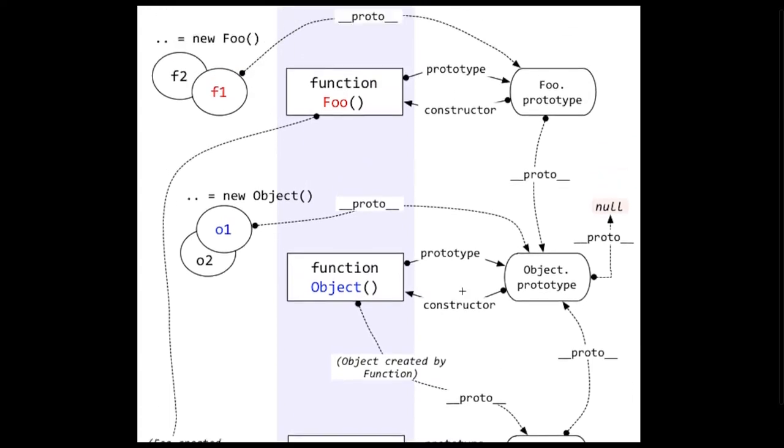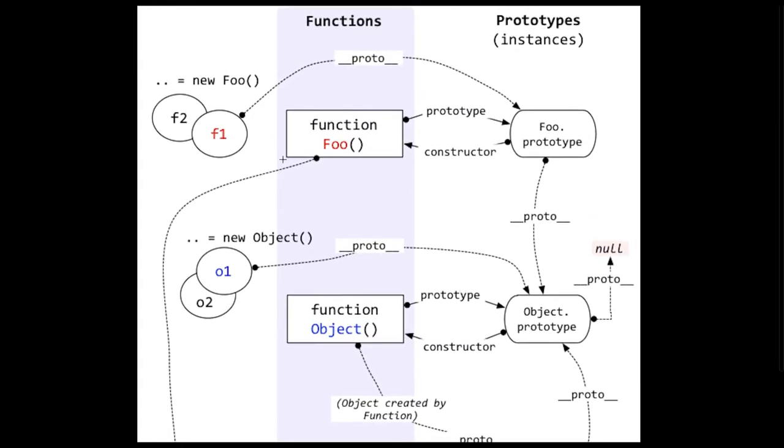First, let's understand this example. I will talk about the third case. So this is foo, a function. I created F1 and F2. These are the function objects, constructor function objects of F1 and F2.